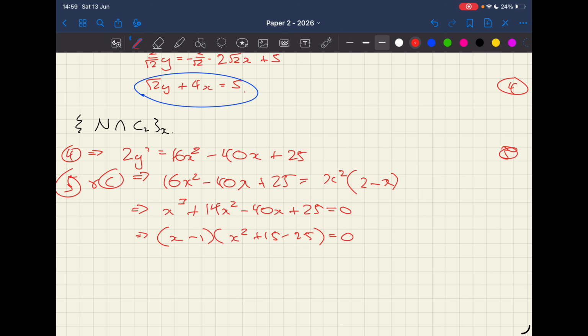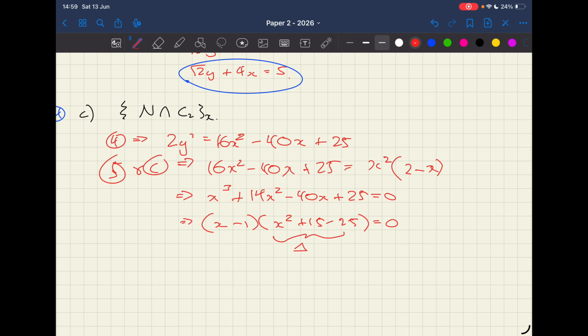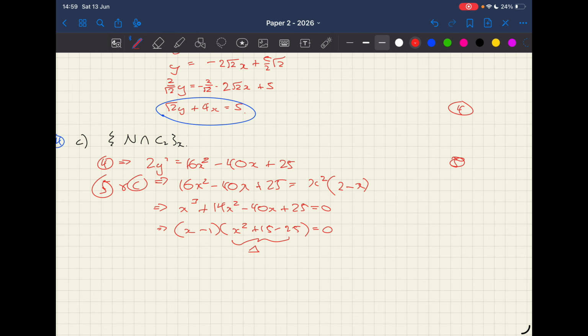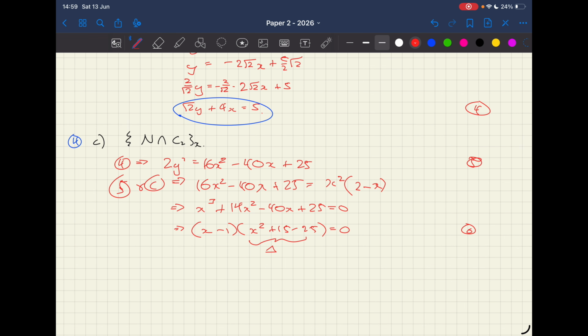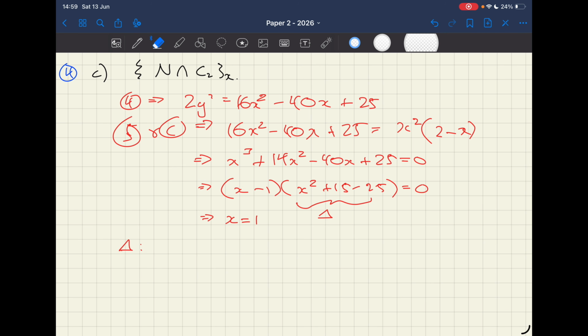So if we label this, let's label it triangle for discriminant. This is going to be fact number 6. Let's just write it from here actually. So x equals 1 is a solution. That can be fact number 6. And then the triangle, what's that going to imply? Well, if we think about this, let's not call it triangle actually, let's call it Q, because we want to find the discriminant of Q.